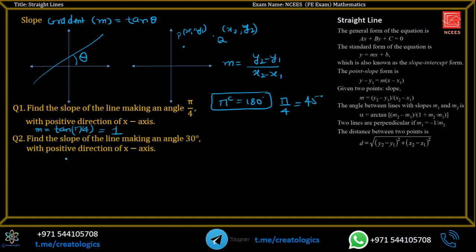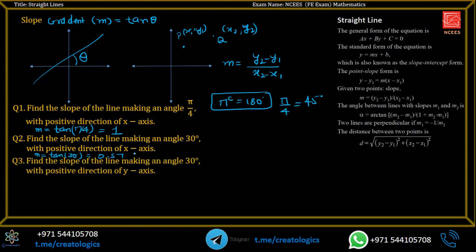Next question is find the slope of the line making an angle 30 degree with the positive direction of x-axis. This time what will be the slope of that line? m is equal to tan 30 degrees. Just use your calculator and get the value of tan 30, which is 1 by root 3, and you simplify it, it comes out as 0.57 something. So let's take it 0.57.